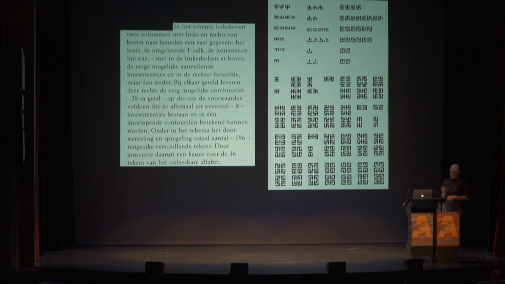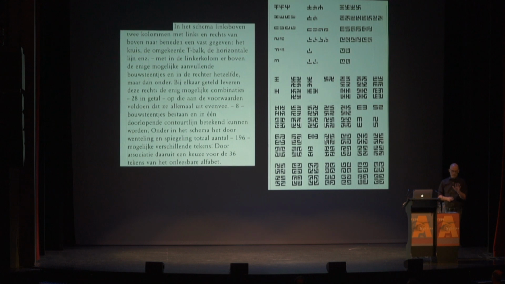that they consist of the same number of segments, 8, and form a continuous line. The bottom of the diagram, so this area down here, that area down there, shows the 196 total different shapes created by rotating and mirroring the basic 28 combinations. From that group, I chose the 36 characters of the illegible alphabet.